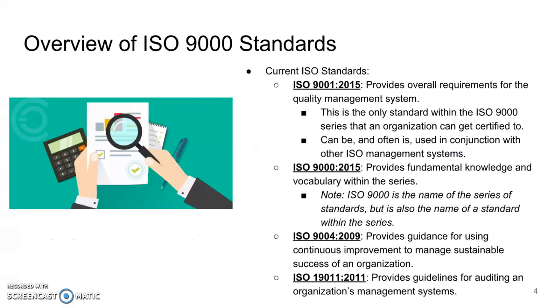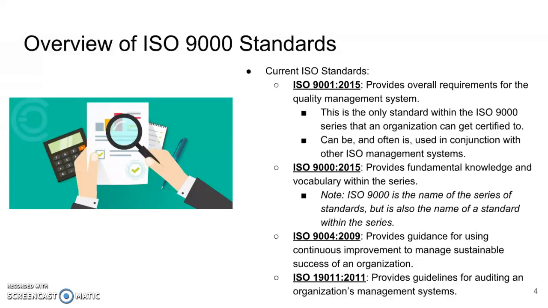Here's an overview of the 4 ISO 9000 standards currently as of August 2018. There's ISO 9001:2015. This provides just the overall requirements for the quality management system. It's the only standard within ISO 9000 that an organization can get certified to. So when you hear that someone's ISO 9000 certified, they're actually ISO 9001 certified. It's often used in conjunction with other ISO management systems, like ISO 22000, which is food safety management.